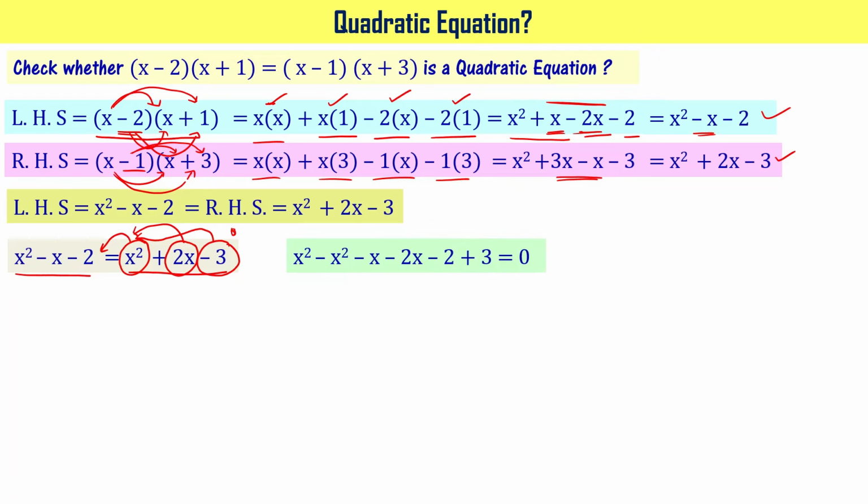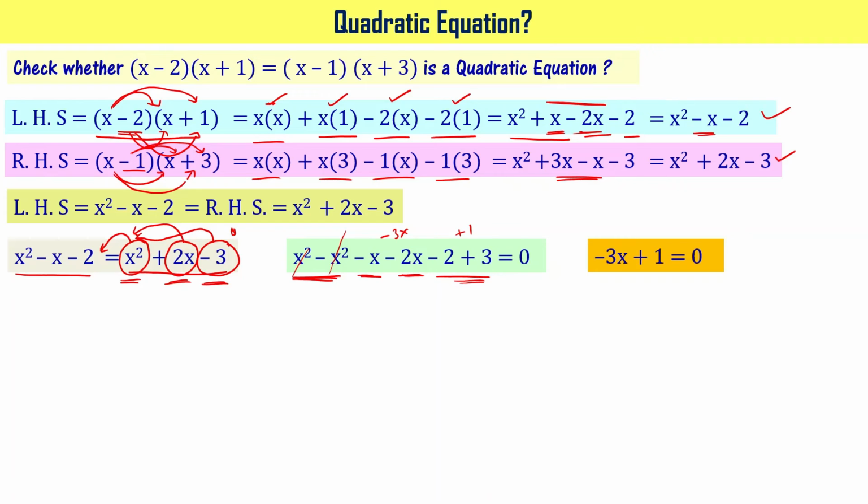So let me do that. X square minus x square, right? This one has become minus x square, minus x, minus 2x. This is minus 2x, and this has become plus 3, right? Minus 2 plus 3. Now when you look at this, you have x square minus x square. This gets cancelled, right? And you have minus x minus 2x. That becomes minus 3x, right? This is minus 2 plus 3. That becomes plus 1. So the equation now becomes minus 3x plus 1 equal to 0.